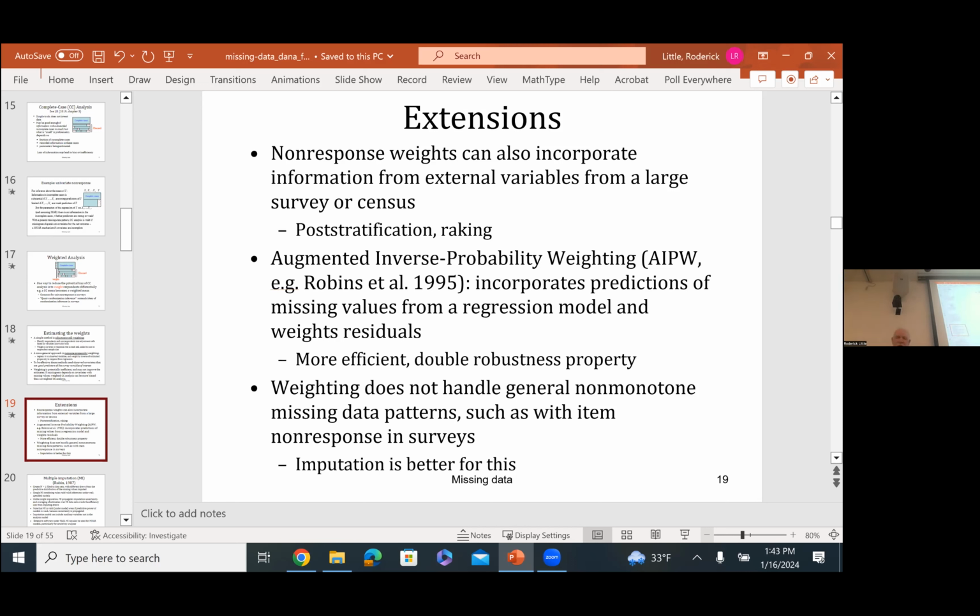Weighting has a limitation from my point of view, in that it doesn't really handle general patterns of missing data very well. Can you come up with a weight that handles a general pattern of missing data? I would say probably not. You can do it for monotone data, but it doesn't apply much more generally. Usually, if you're doing weighting for a general pattern, you'll be throwing away some information somewhere. That's why in the survey world, people don't do weighting very much for item non-response. Responses for particular items typically have a general pattern of missing data, and for that, weighting is not a terribly good method.